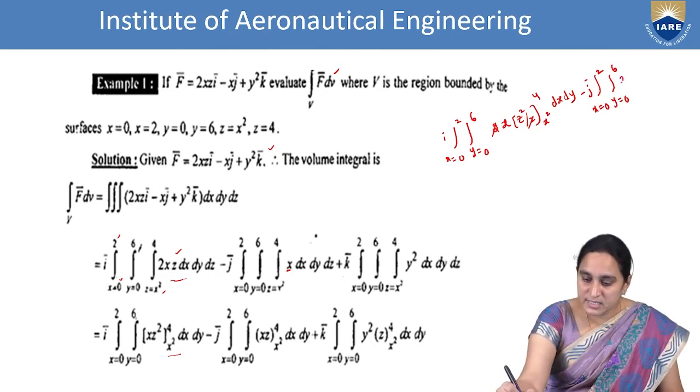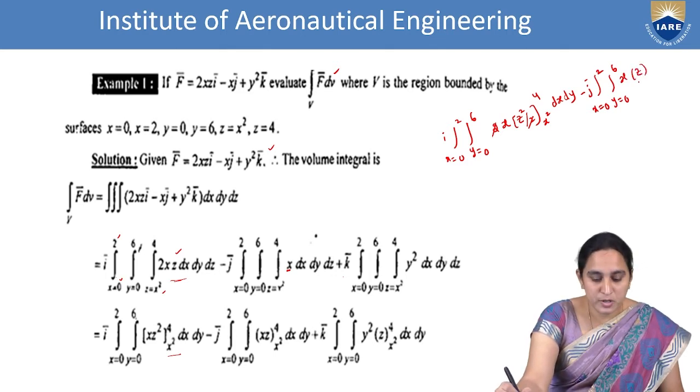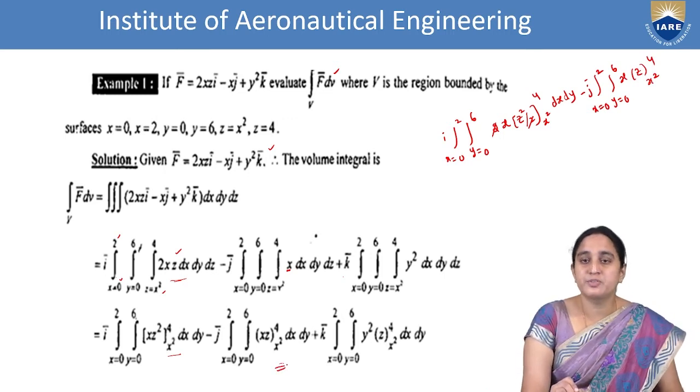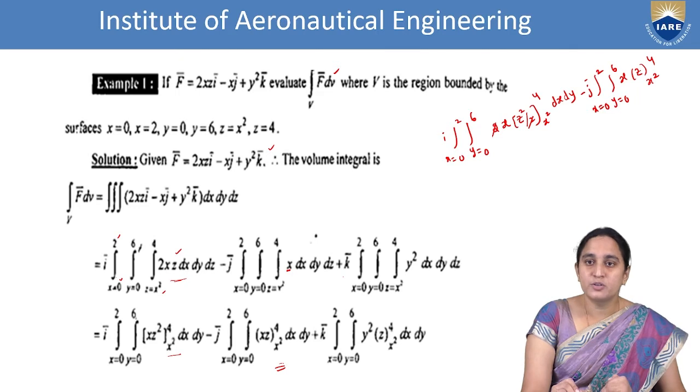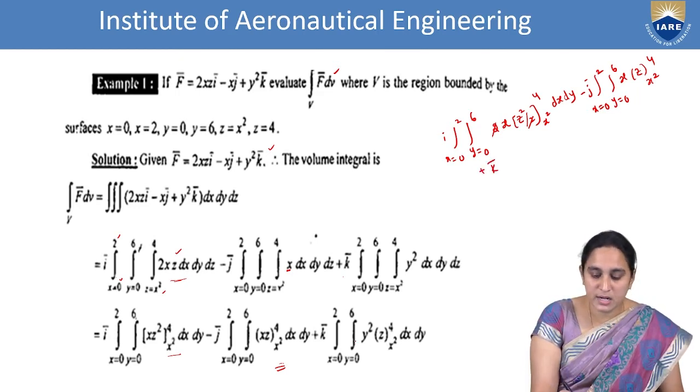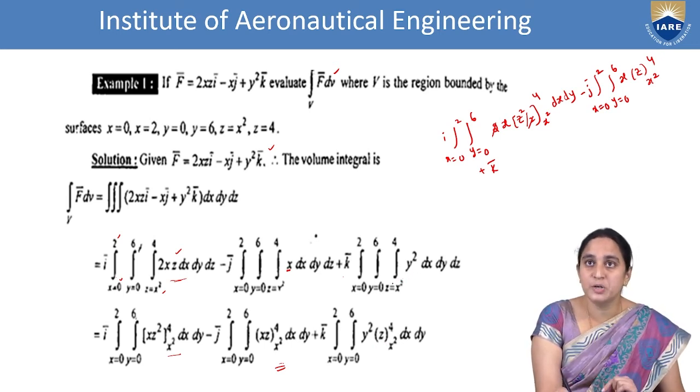That means here x as it is and one integration as z. The limit points are x square to 4. That's the second part, the j bar coefficient, integration with respect to z. Plus what about the k bar here? The k bar coefficient is y square. But here we have to integrate y square with respect to z.